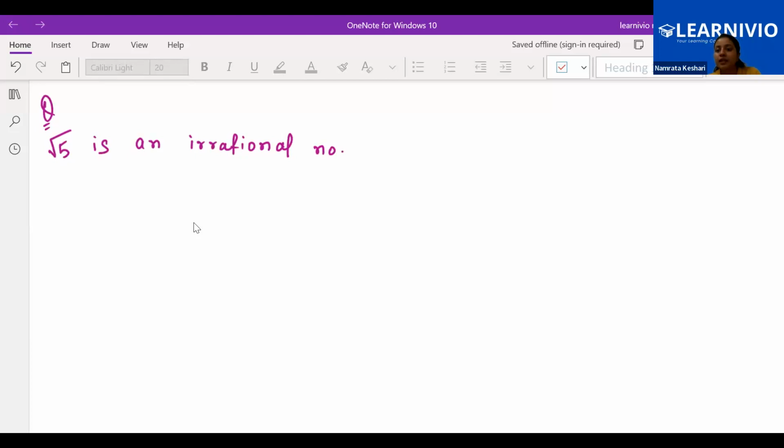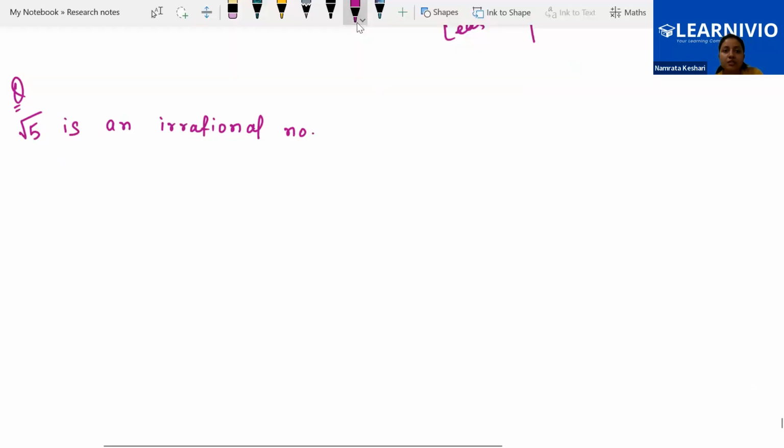At first, we will be taking an assumption. Let root 5 be a rational number. Exactly. At first, we will be taking the assumption that root 5 is a rational number, because exactly the reverse case we have to assume. So let root 5 be a rational number.